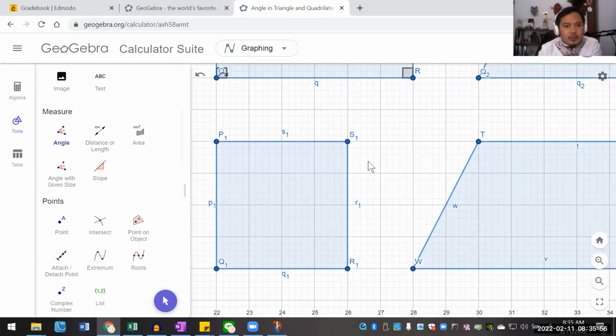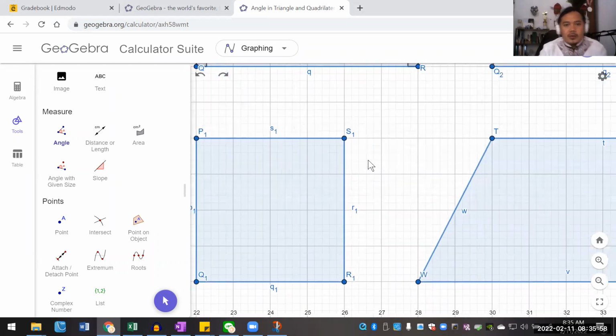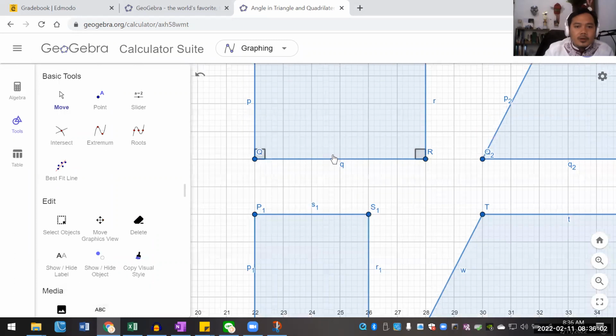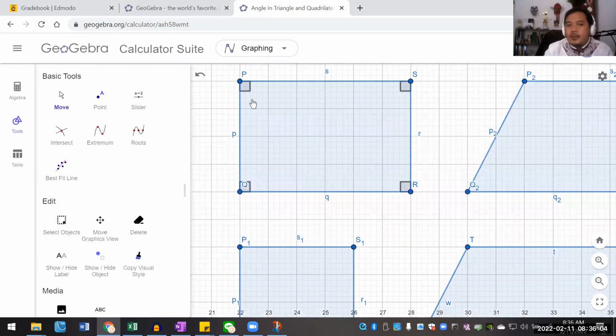Where's the undo button? Oops. So if I go to the next one here, we have a rectangle, which is actually the same. We have 90 degrees. As you can see, we have this shape over here. Remember when we learned in the previous session, every time you see a sign like this, it means that this is a 90 degree angle. So the rectangle will be the same in terms of the angles.